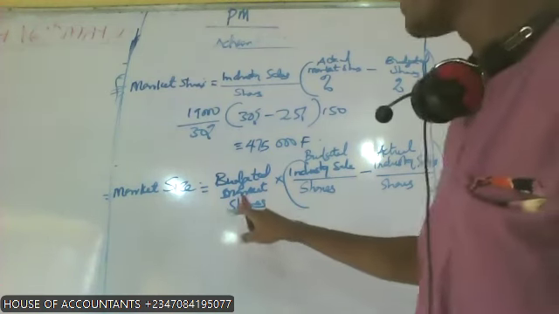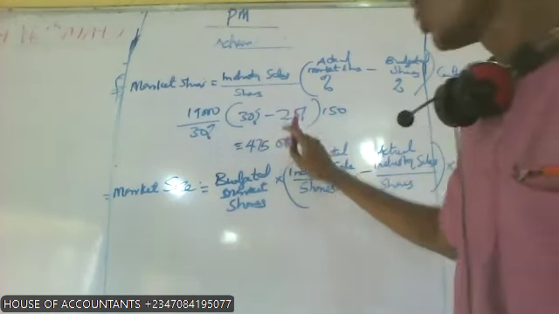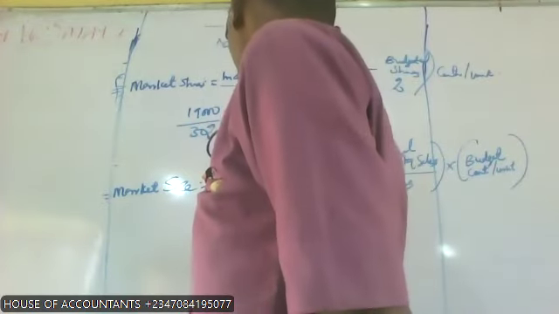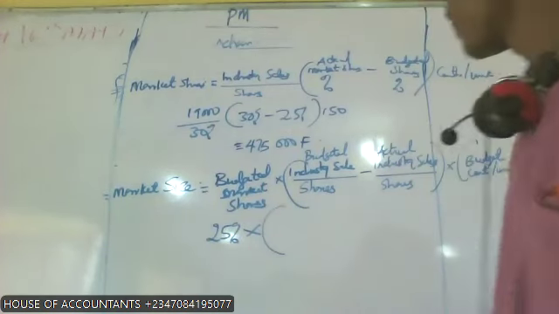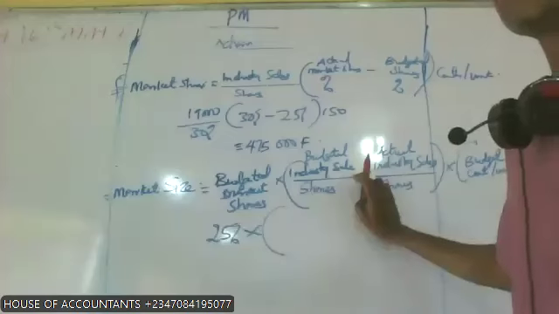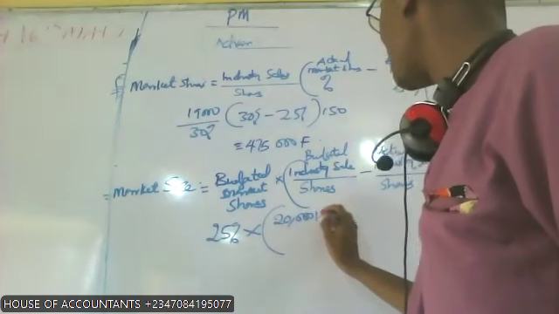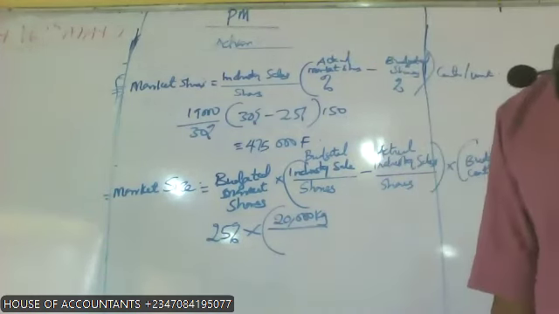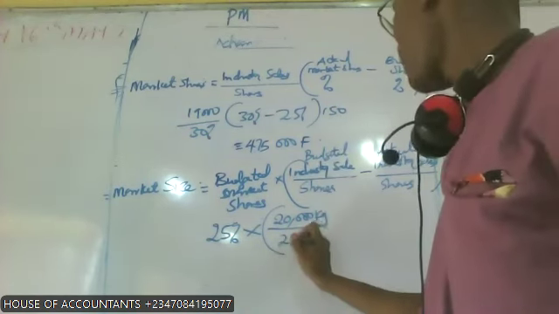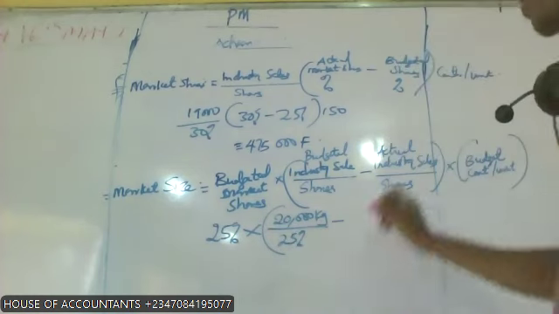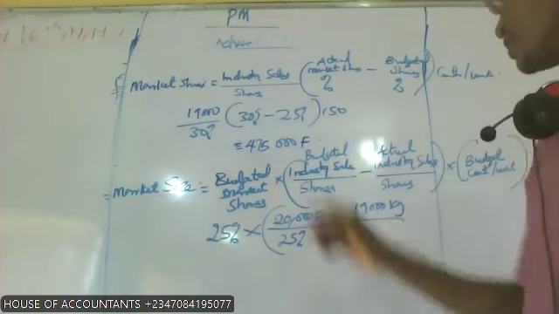So from here now, what is our budgeted market share? It is 25%, right from here. So this is 25% times, open brackets, industry sales. This is budgeted. The budgeted is what? 20,000 kg. What is the market share? 25, Abby. The budgeted 25% minus actual 19,000 kg over the shares 30%.